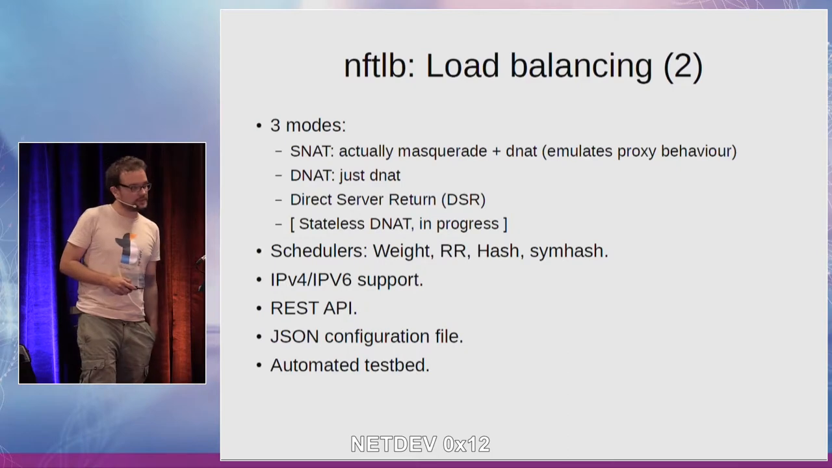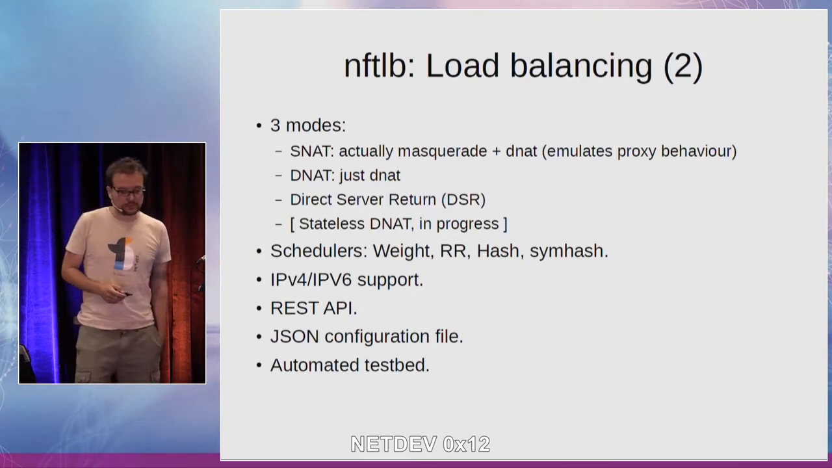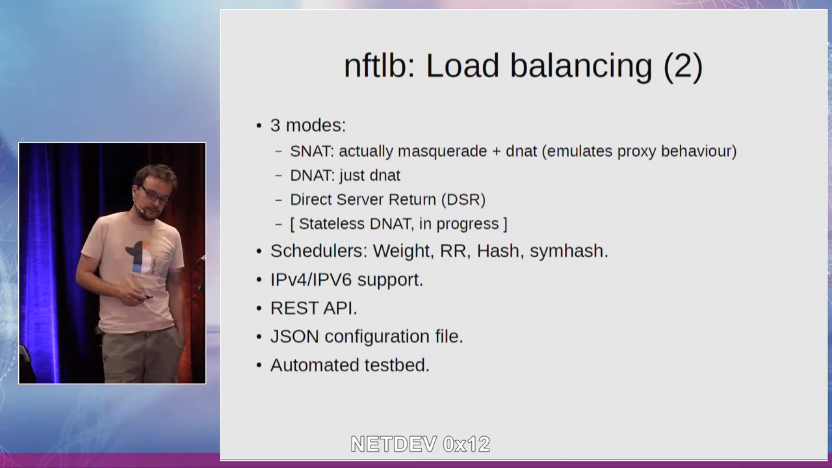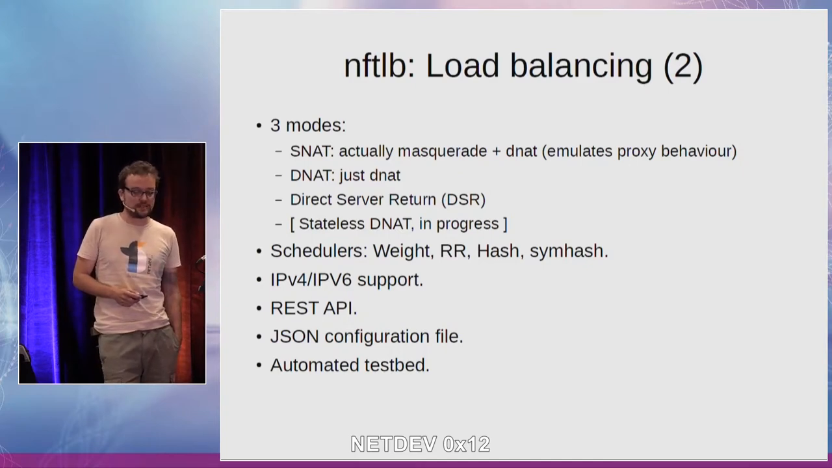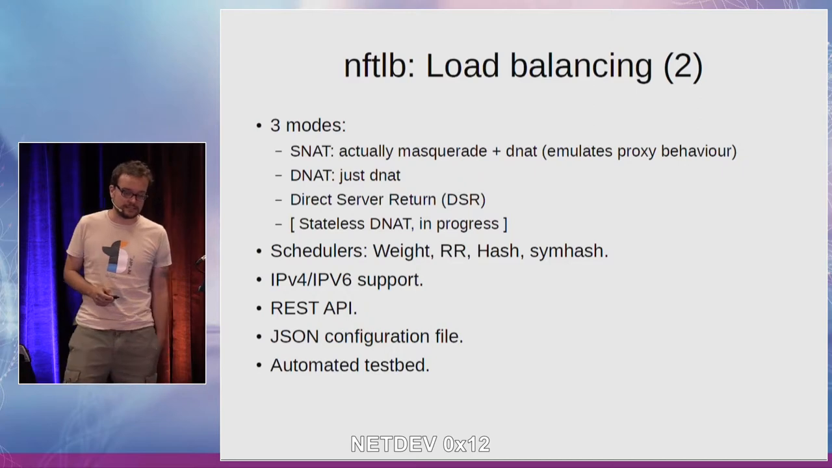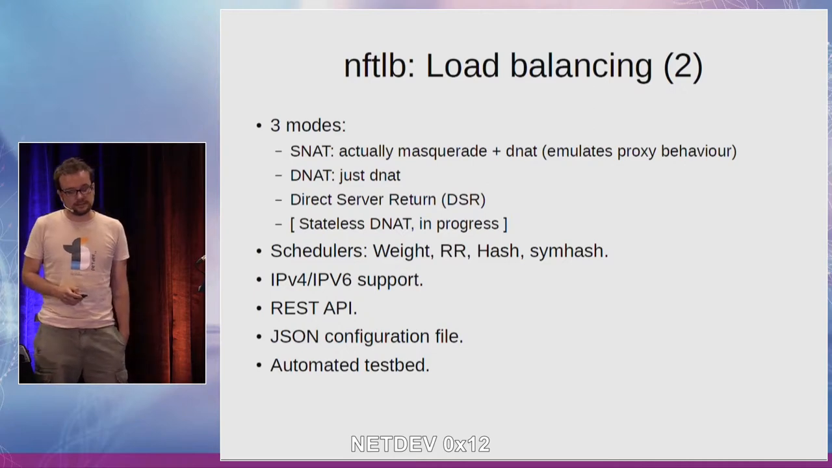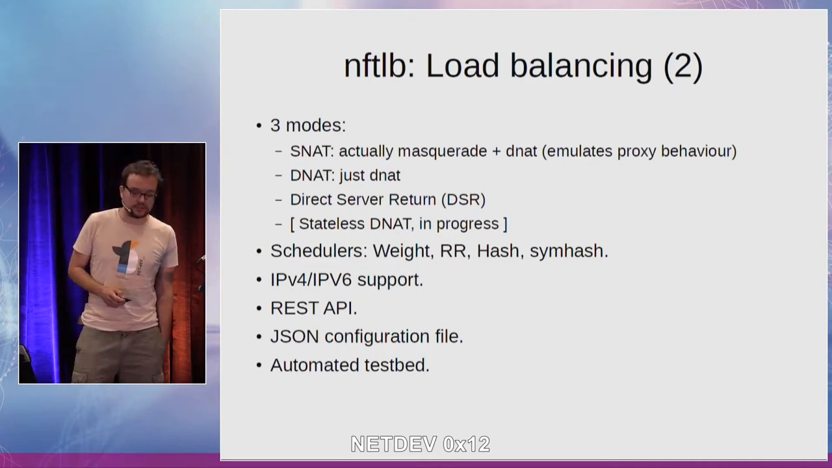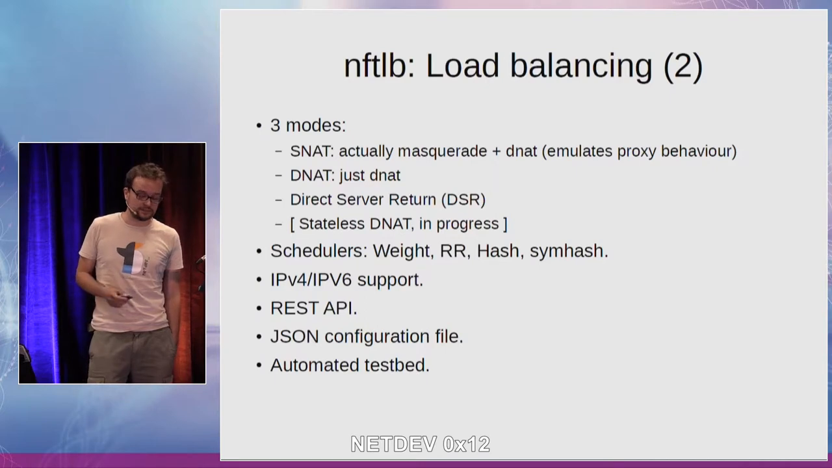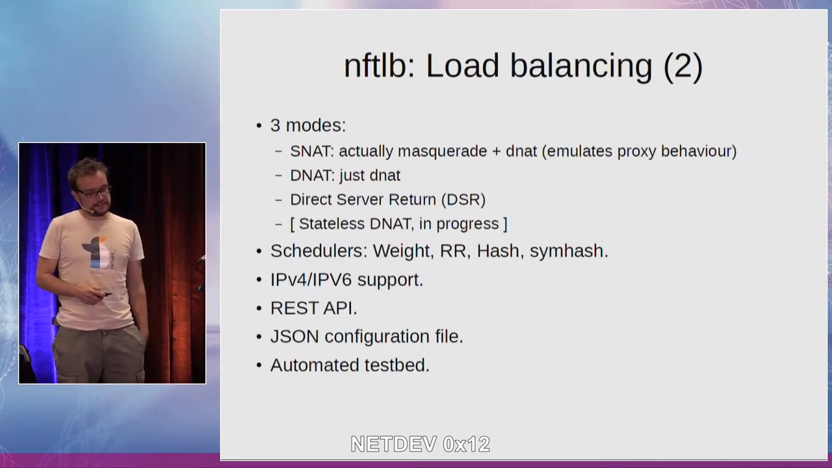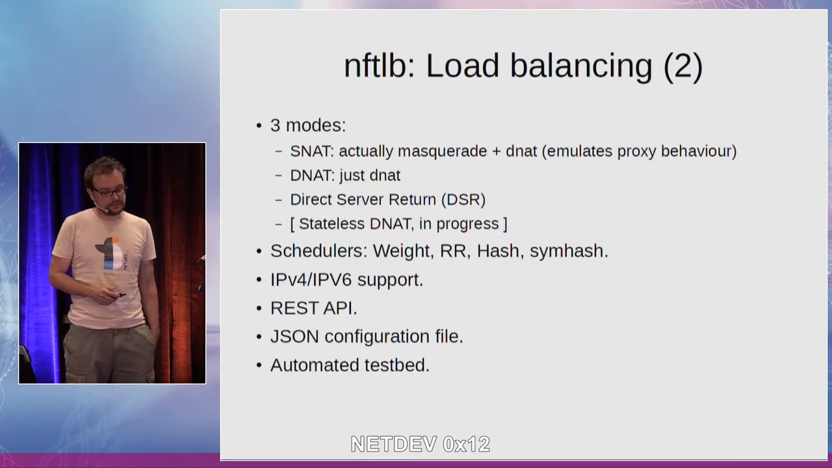This NFT load balancer supports three modes. One of the modes they call source NAT, but it's actually not just doing source NAT, it's doing masquerade plus DNAT. So it's emulating the proxy behavior. That seems to be something that system administrators and DevOps are asking for sometimes. There is also a DNAT mode that is purely a destination NAT mode. And then there is direct server return.